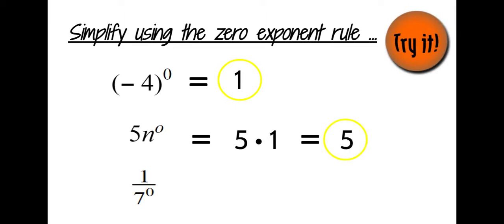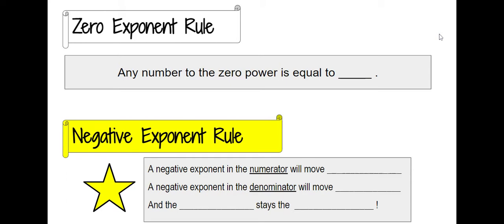And the last one, we have 1 divided by 7 to the zero power. Well, that would be the same thing as 1 divided by 1 because 7 to the zero power is 1. And so you could evaluate that and get 1. So you got to be very careful. The answer isn't always 1 if you have a product like 5 times n to the zero power. So you got to be careful. Okay, so we've got the zero power rule. Now we're going to move on to the negative exponent rule.